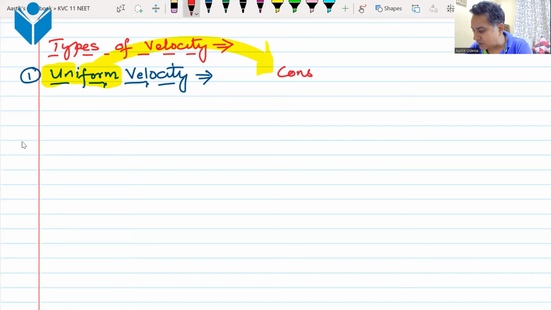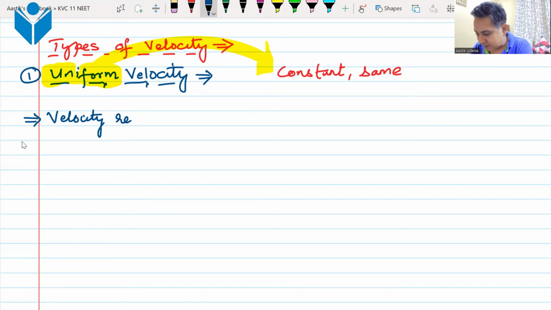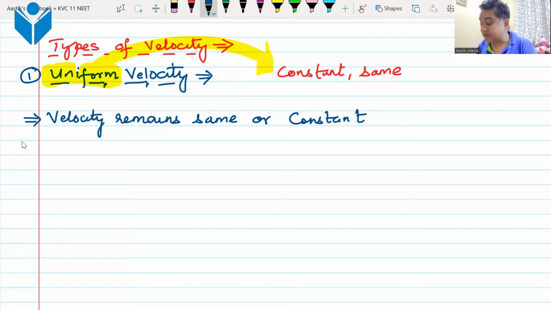We can use constant velocity, or we can say that the velocity remains same. Do we understand this? So whenever we talk about uniform velocity, the first thing that should come to your mind is that velocity remains same or constant with time. That means the velocity does not change.